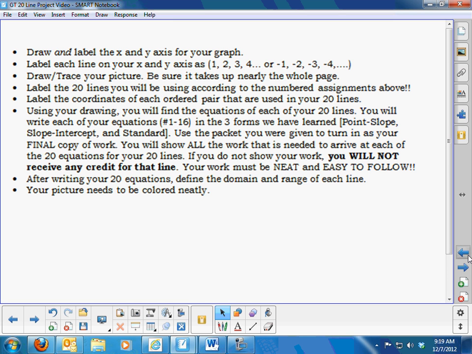Here are the rules. You're going to draw and label your X and Y axis on your graph. You're going to label each of your axes. You're going to then, once you have that stuff done, start drawing your picture or tracing your picture. If you want to copy and paste a picture from the internet onto a Microsoft Word document or something, stretch the picture out so that it takes up the majority of the page, and then bring it in on Monday and we can stick it up next to the window with the graph paper on top, and that way the light will help you and you can trace your picture onto the graph paper.